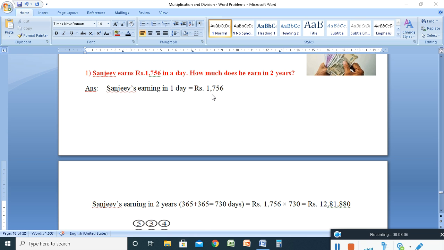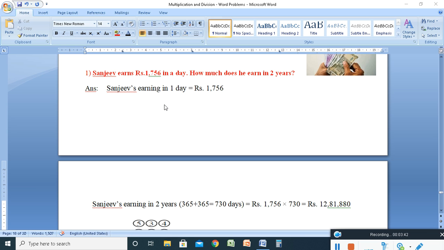So for one day rupees 1756, for 2 years. For 1 year, how many days? For 1 year 365 days. For 2 years you either have to multiply or add it. So 365 into 2 you can put it, otherwise 365 plus 365 that is equal to 730 days. So find the number of days for 2 years first, and if you multiply or add this, you will get 730 days.